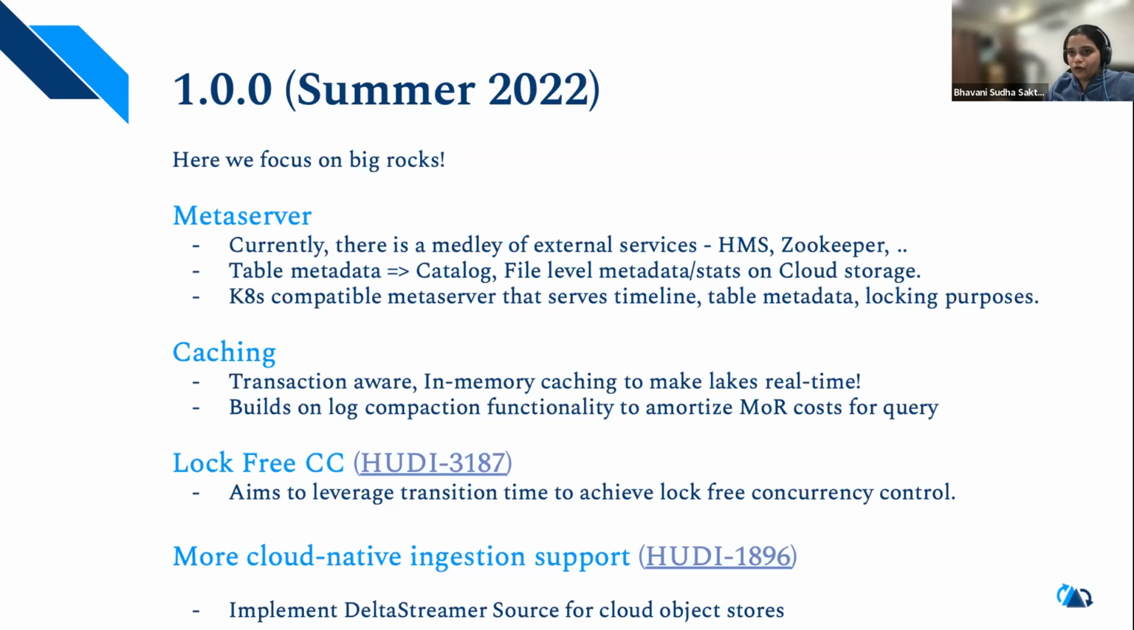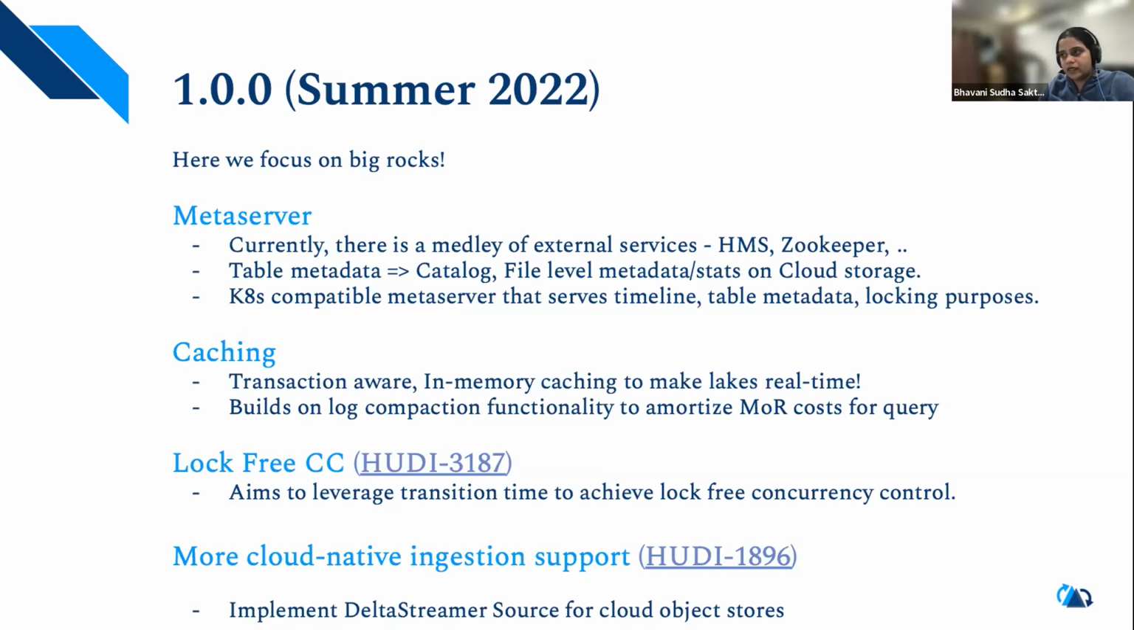We do have a few big rocks coming up for 1.0, and we really look forward to the community contributing to this and providing useful feedback so we can improve. Some of the highlights there are Meta Server. The idea here is that we currently have a medley of services for different purposes, for example, HMS and Zookeeper for locking.